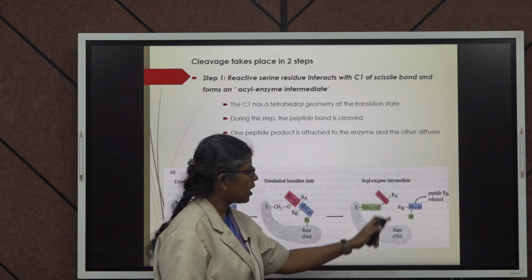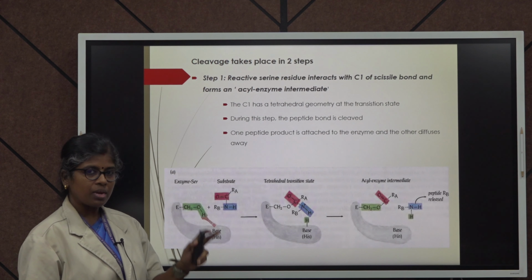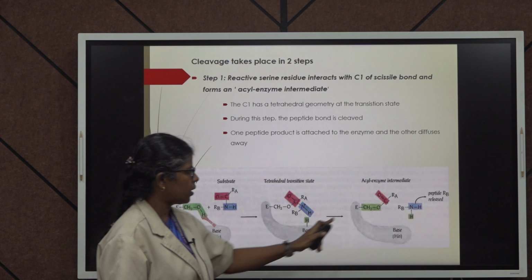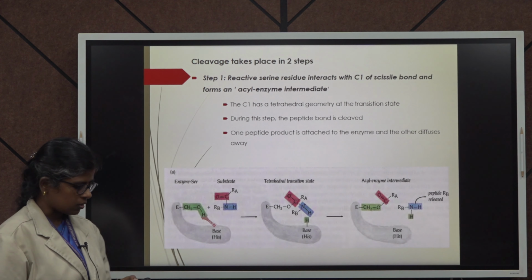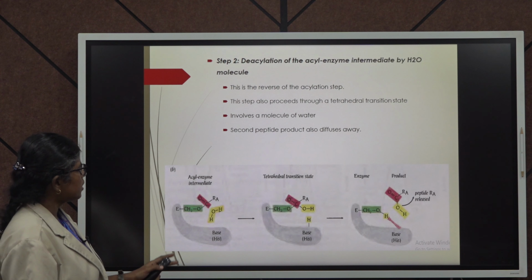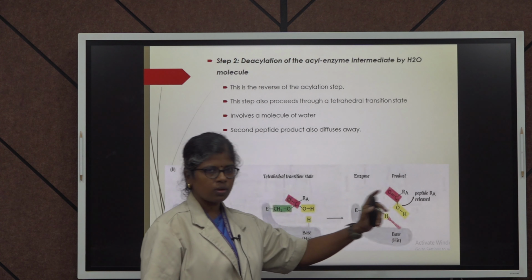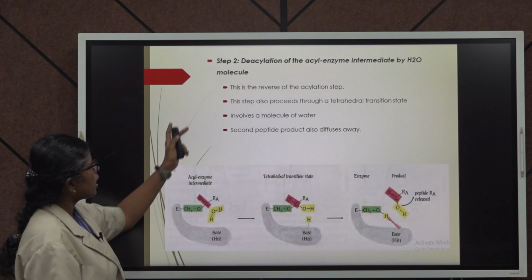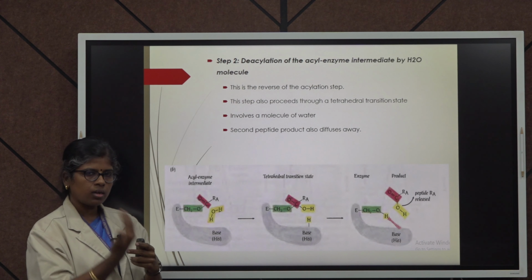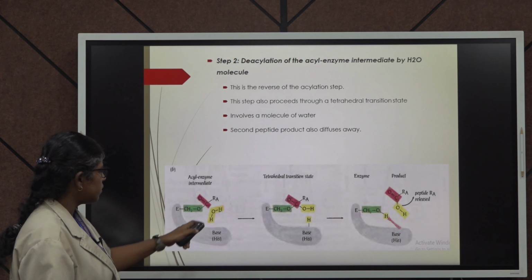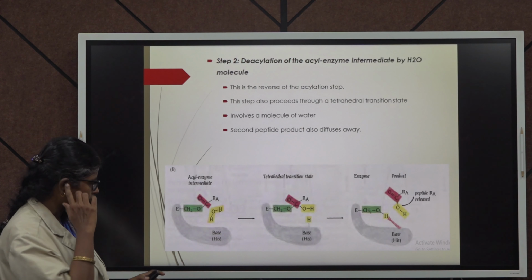This is called the acyl enzyme intermediate, and by the end of step 1 you can see the bond is cleaved and one part of the peptide is released. In the second step, the other part of the peptide also has to be released, and this also happens through another acyl enzyme intermediate, but here it is a deacylation process involving a water molecule in this enzymatic reaction.